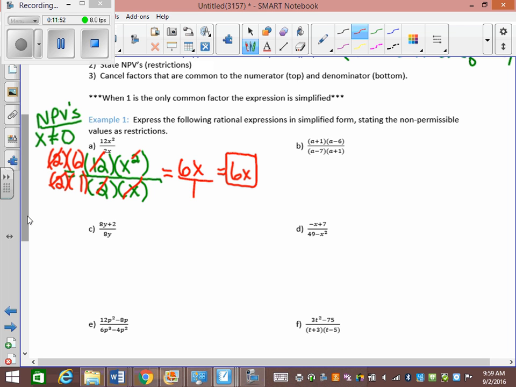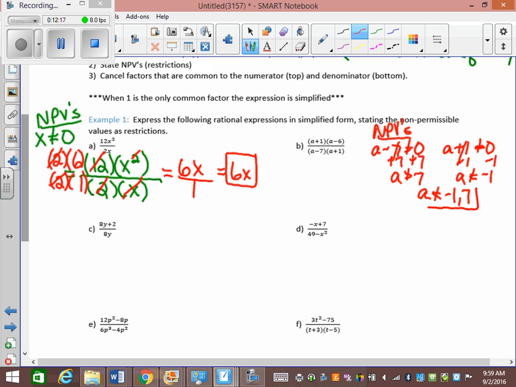Okay? So I'm going to get non-permissible values in this one and this one. A minus 7 can equal 0, and A plus 1 can equal 0. This one I have 7, so A can equal 7. This one, A can equal negative 1. So I get A cannot equal negative 1 or 7.